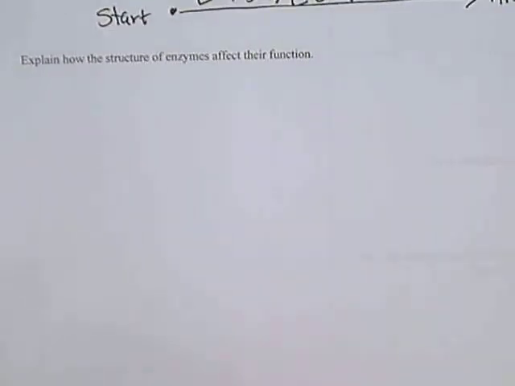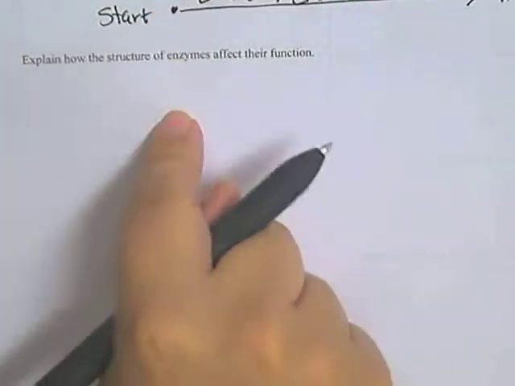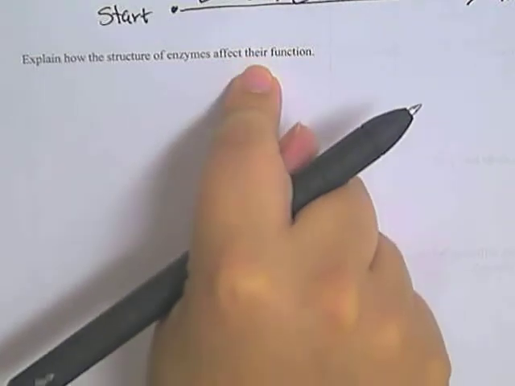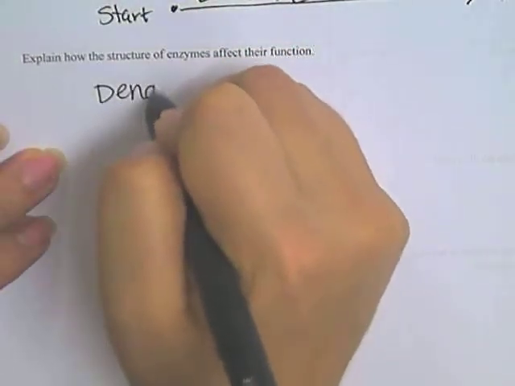Down at the bottom, it's asking you about how the structure of enzymes will affect their function. If you change the structure, they will most likely no longer function. And that process is called denaturing.